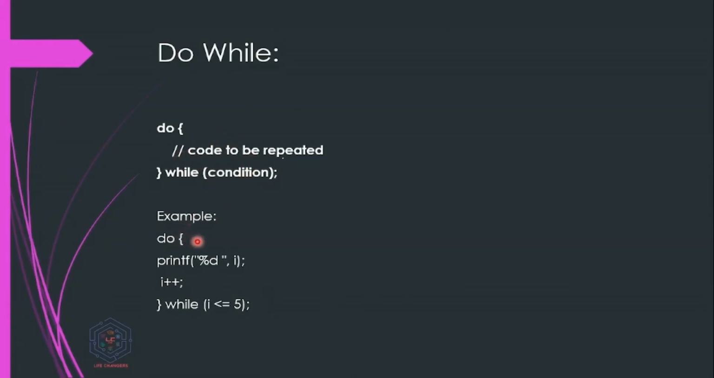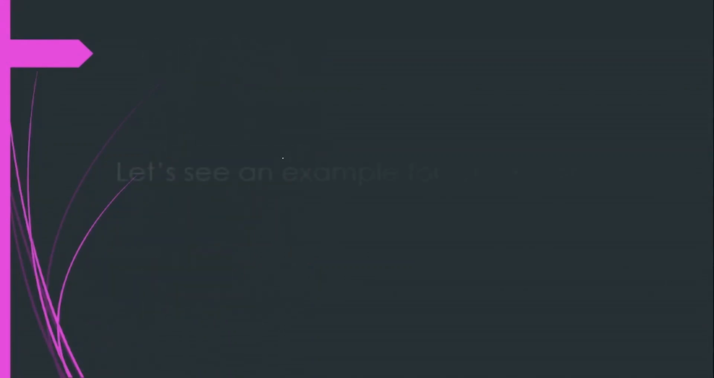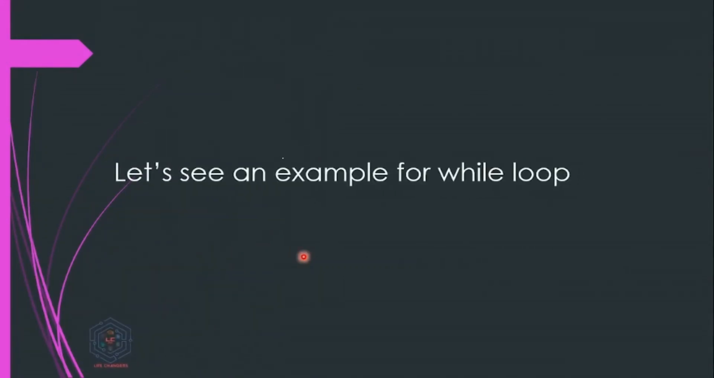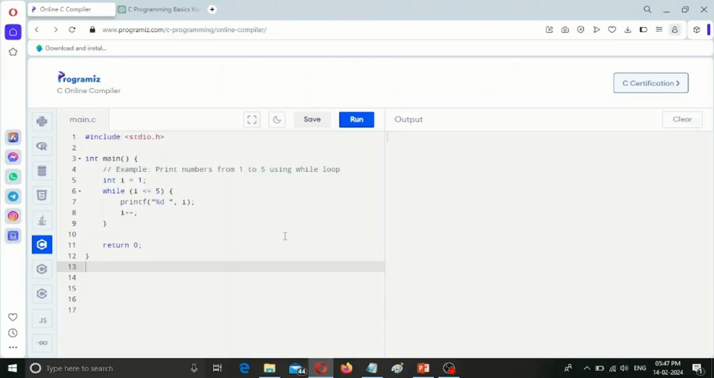In this example, first the print statement will be executed and then it checks the condition. If the condition is true, then it will print again. This is a major difference between while and do while. Let us see an example of how the while loop works. This is the example for the while loop.